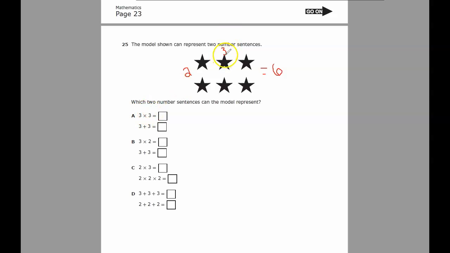So let's look at 3 times 3. What multiplication fact is represented here? Yep, we have 3 times 2 or 2 times 3. Either way, it's the same thing. So I know I'm not doing 3 times 3, even though I do know 3 plus 3 is 6. But I'm not doing 3 times 3. 3 times 3 is 9. We're looking for 6. Okay, 3 times 2 is 6. 3 plus 3 is 6. So both of those equal 6. 2 times 3 is 6.